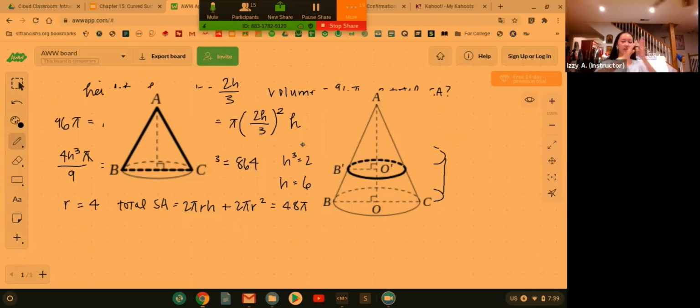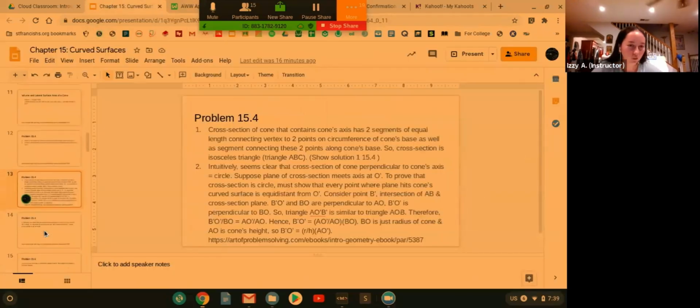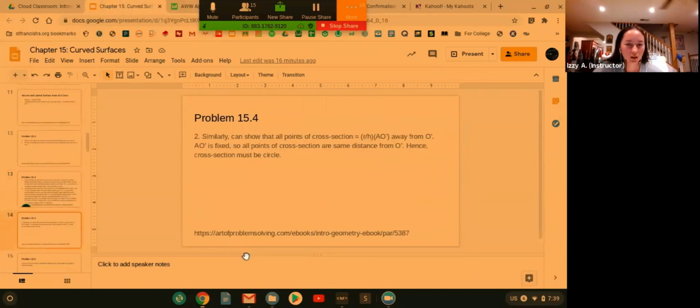So yeah, when it comes to figuring out these cross sections, I would say it's a good idea to just try to imagine, okay, I'm cutting this shape this way, I'm cutting this shape that way. What kind of shape would I get as a result of the way that I cut it? So yeah, that is pretty much it with cross sections.